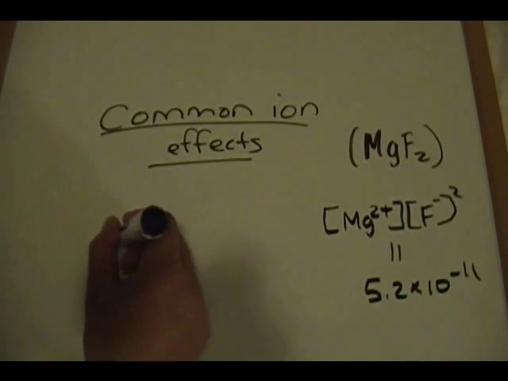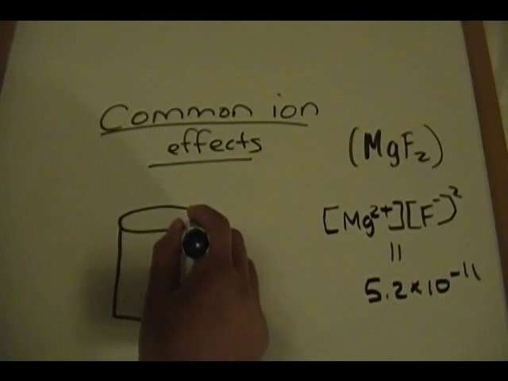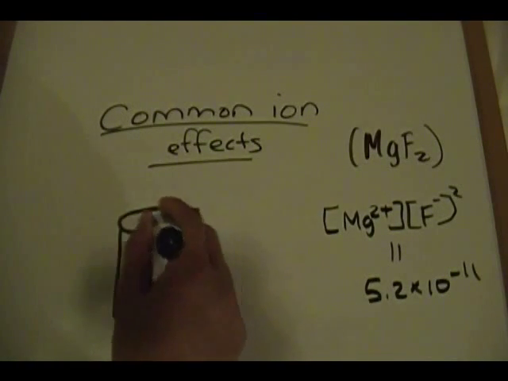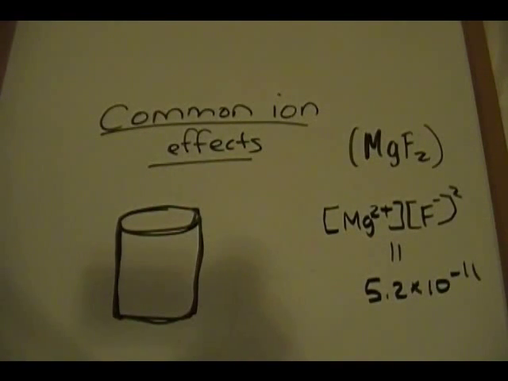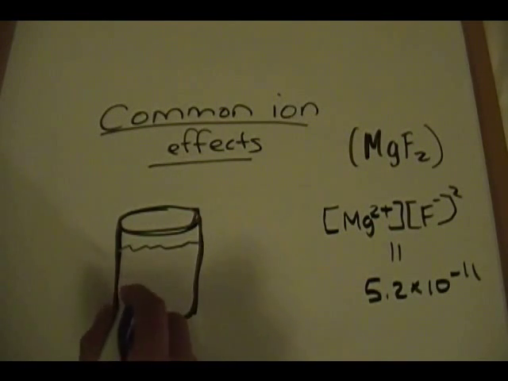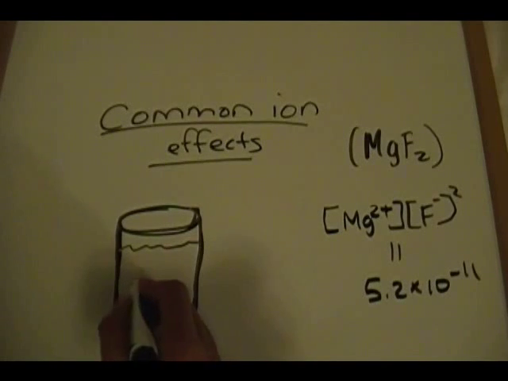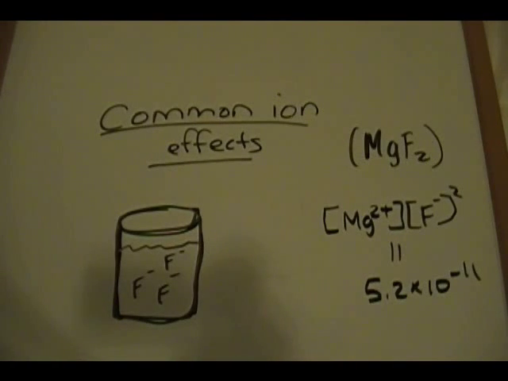So with that in mind, let's just say we have a beaker. That's a garbage looking beaker, but anyways, we have this beaker here, and we have it filled up with a little bit of water. Inside there's a few fluorine ions. We'll just say there's a concentration of 0.10 molar fluorine ions in there.